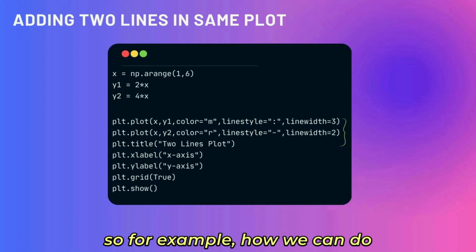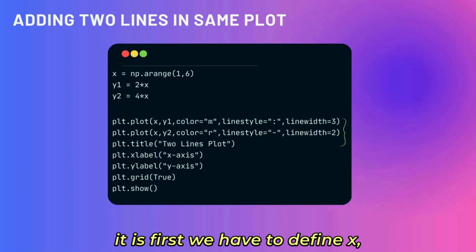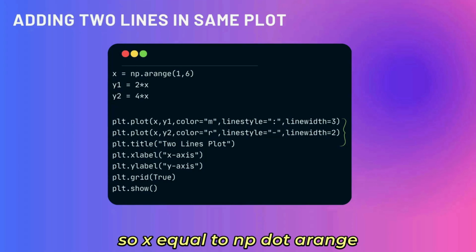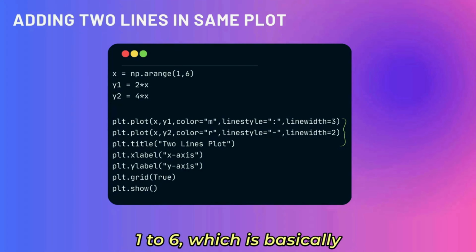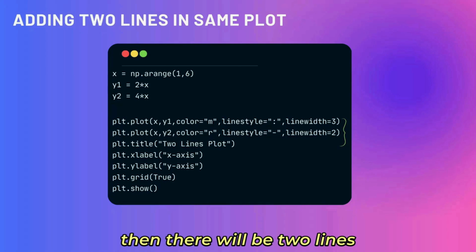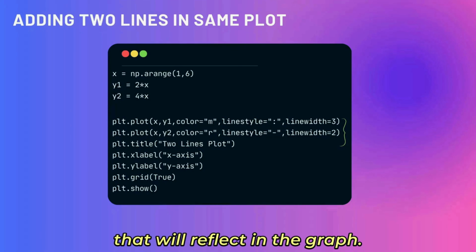So for example, how we can do it is, first we have to define x. So x equal to np.arange(1, 6), which is basically the array from 1 to 5. Then there will be two lines that we want to define. So y1 and y2 are something that will reflect in the graph.